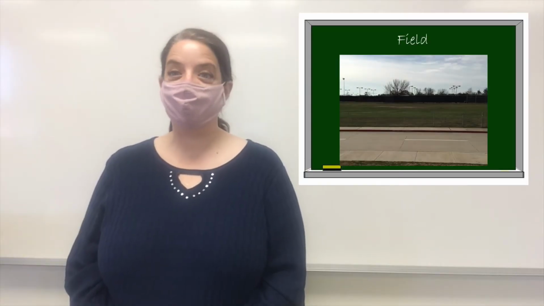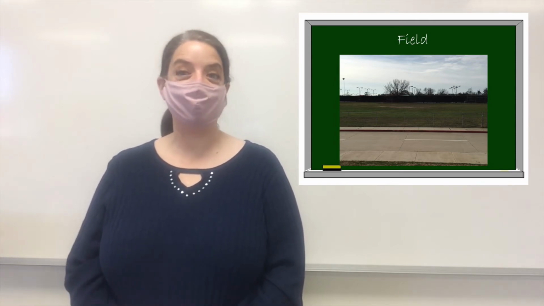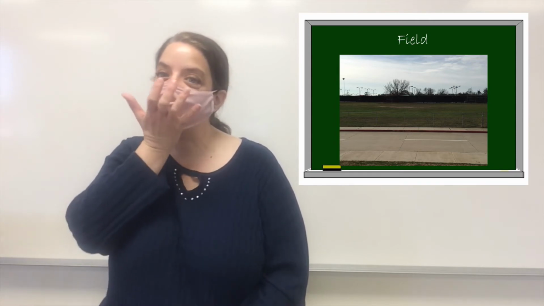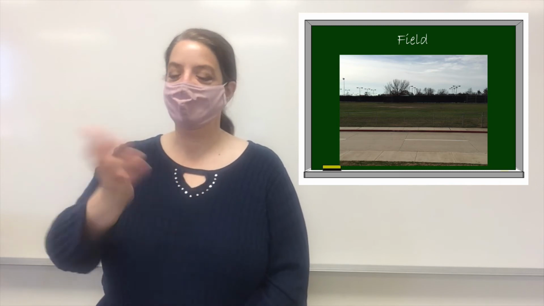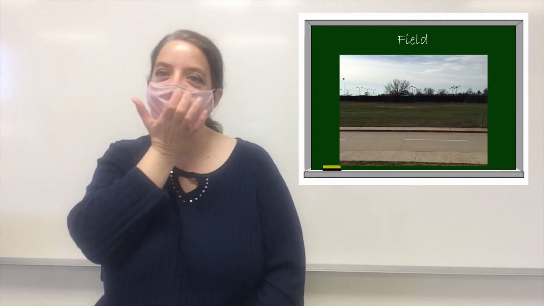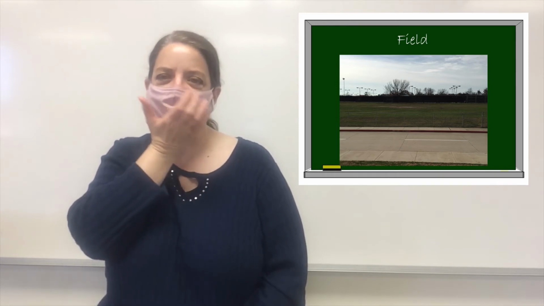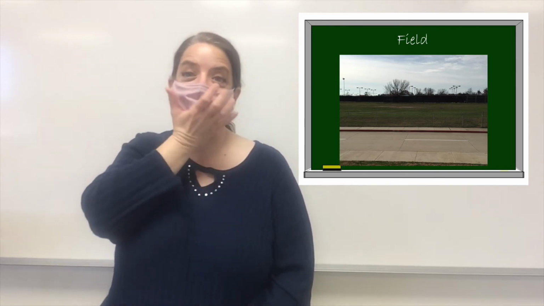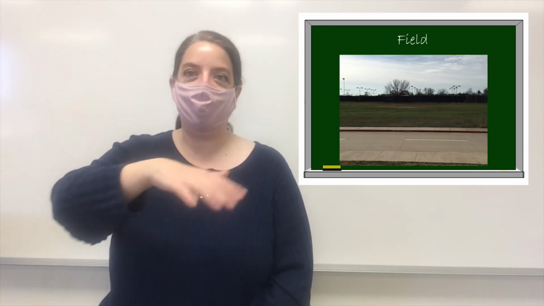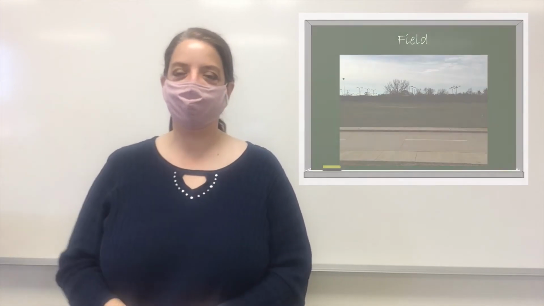Many sports are played outside in a big grassy area, so that's the sign for field. Grass area. So it's sort of a C hand on your chin, palm in. So I picture a horse in a feed bag, right? And then that's the sign grass, and then you just do a big open area of it. Field.